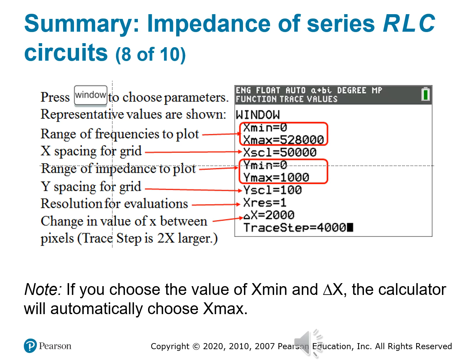Go ahead and set up your Y min for 0 and your Y max for 1,000. And that's your impedance range. You're looking to graph values up to 1,000 ohms. And then your Y scale, set that equal to 100. Same idea. This gives you a good visual clarity on the Y axis. Now, this is the crucial part. Set delta X equal to 2000. And that's how tightly you want to sample data points. But don't sweat the X max.